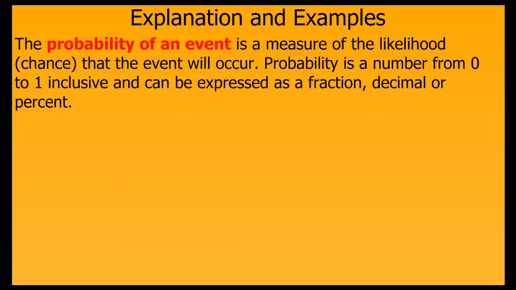The probability of an event is a measure of the likelihood, or chance, that the event will occur. Probability is always a number from 0, no chance at all, to 1, definitely will happen, and can be expressed as a fraction, decimal, or a percent.